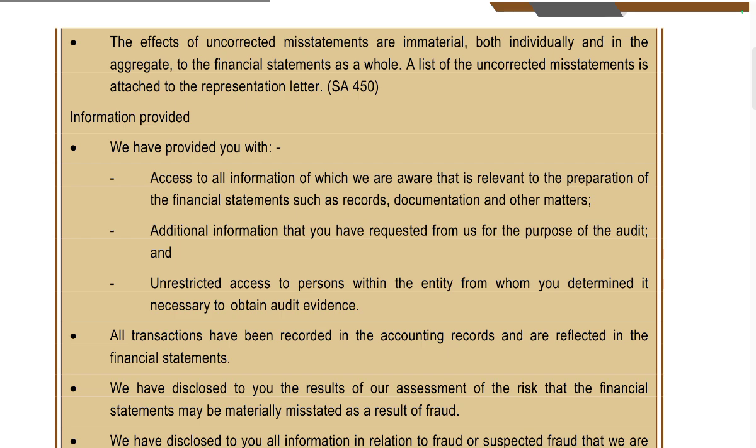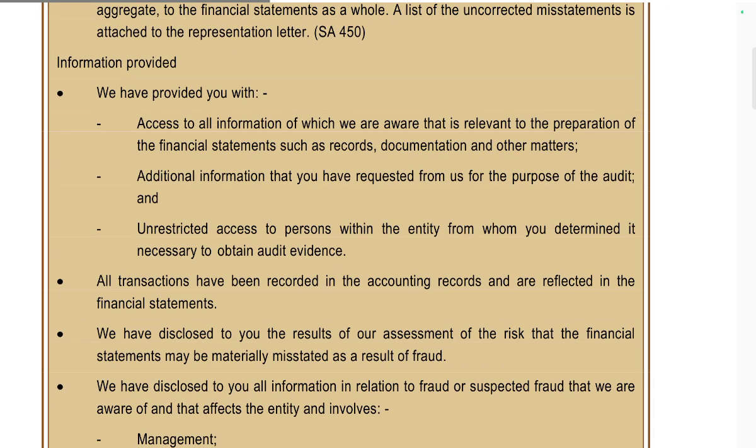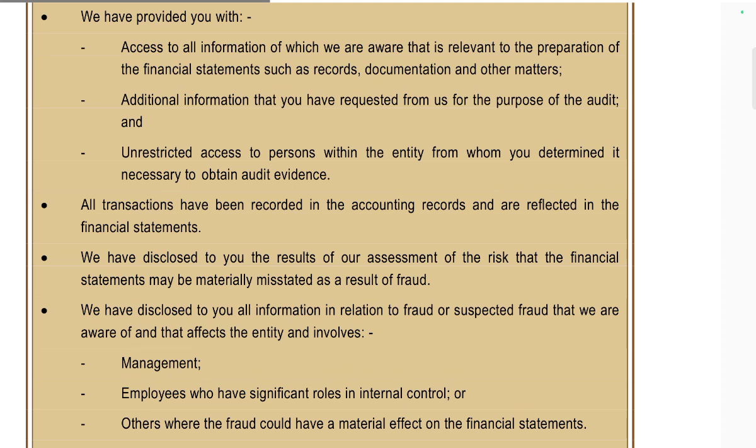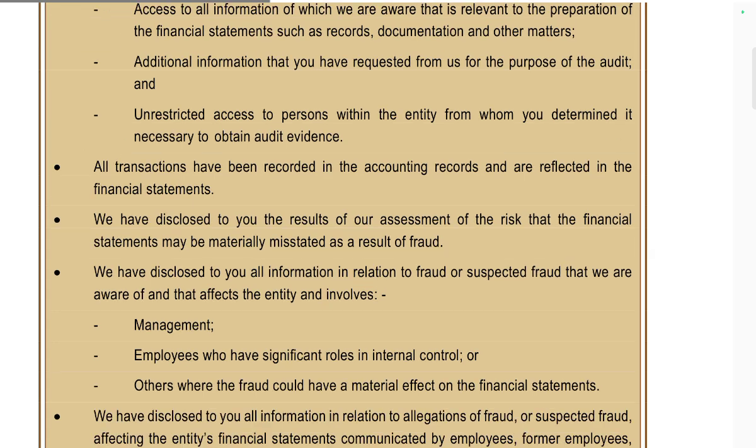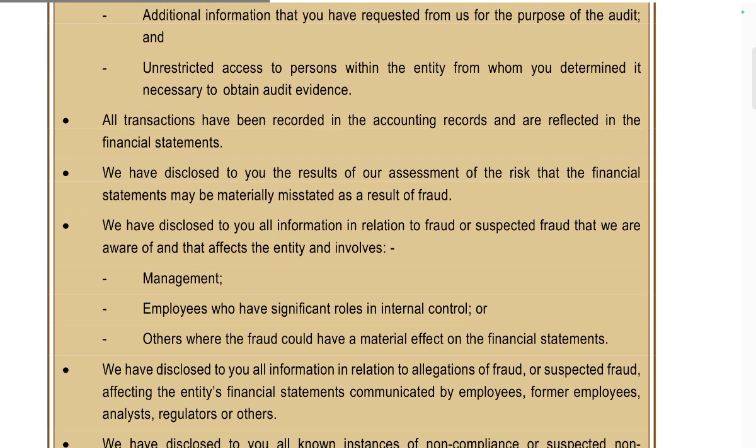Information provided: We have provided you with access to all the information of which we are aware that is relevant to the preparation of the financial statements, such as records, documentation and other matters. We have provided additional information that you have requested for the purpose of the audit, and unrestricted access to persons within the entity from whom you determined it necessary to obtain audit evidence. All transactions have been recorded in the accounting records and are reflected in the financial statements.